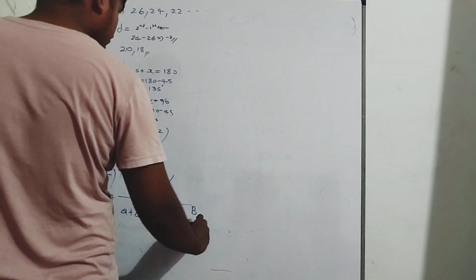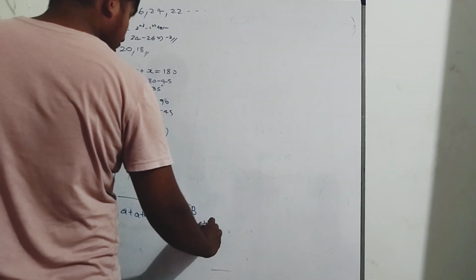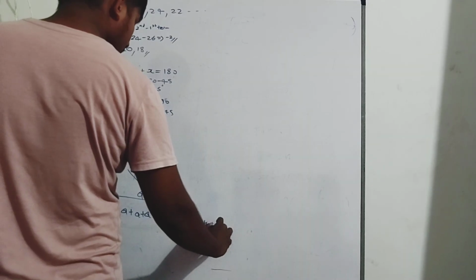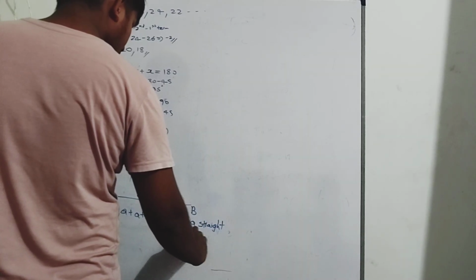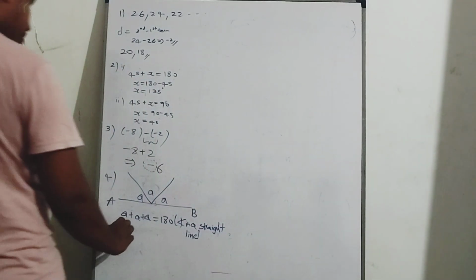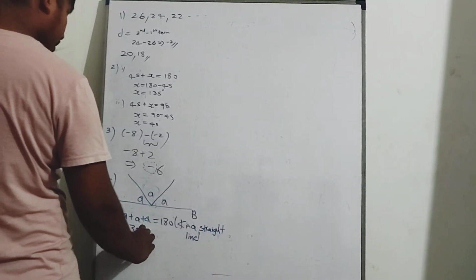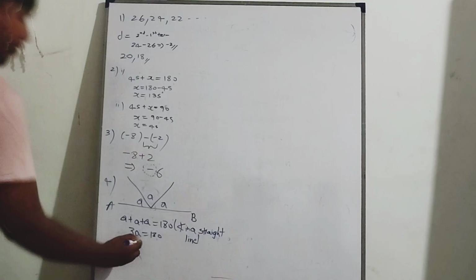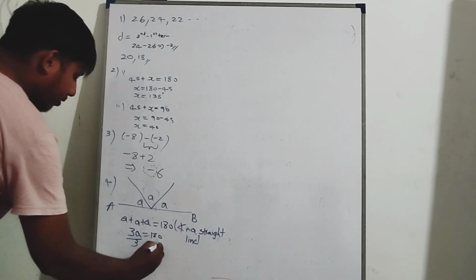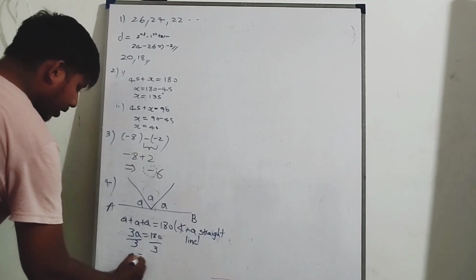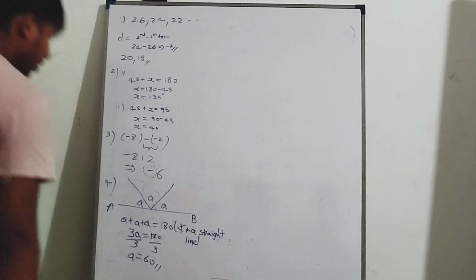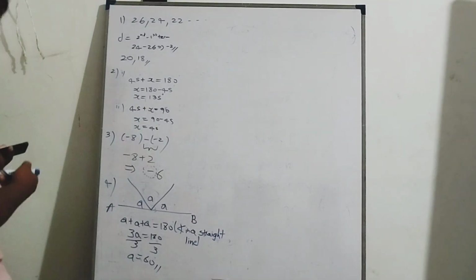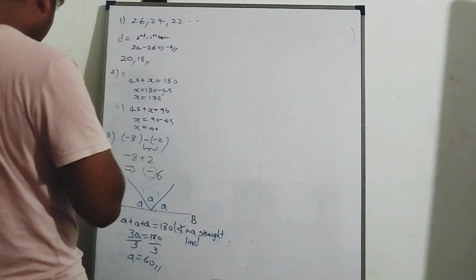This is a notation, students. Straight line. So since A plus A plus A is equal to 3A, 3A is equal to 180. What you are going to do? Divide by 3. Since you divide by 3, the answer you'll get is 60 degrees. Okay. Let's go to the next question also.